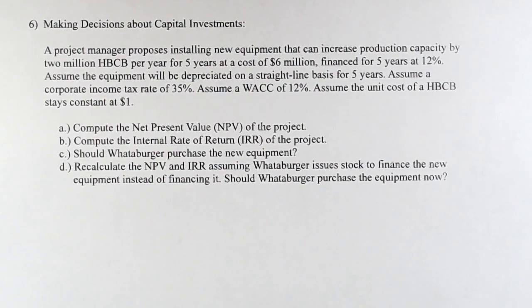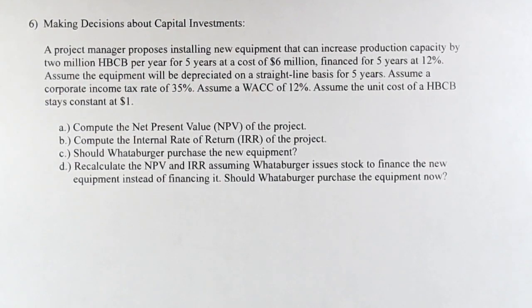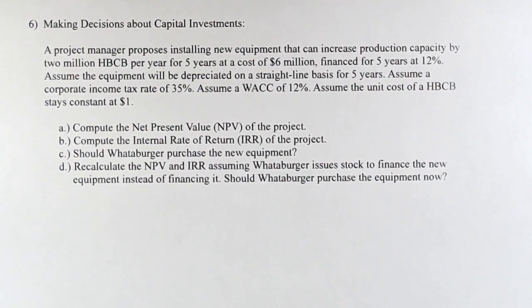Let's read this together. A project manager proposes installing new equipment that can increase production capacity by 2 million honey barbecue chicken biscuits per year for 5 years at a cost of $6 million, financed for 5 years at 12%. Assume the equipment will be depreciated on a straight line basis for 5 years. Assume a corporate income tax rate of 35%. Assume a weighted average cost of capital, that's WACC, of 12%. Assume the unit cost of a honey barbecue chicken biscuit stays constant at $1. So compute the net present value of the project.